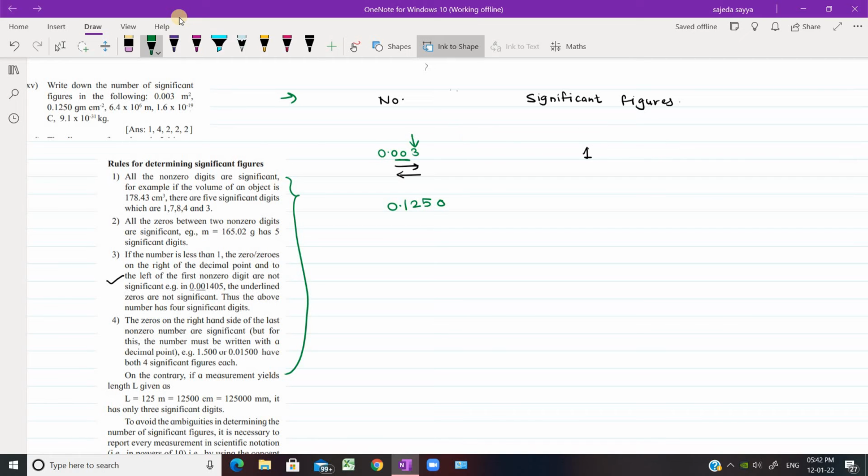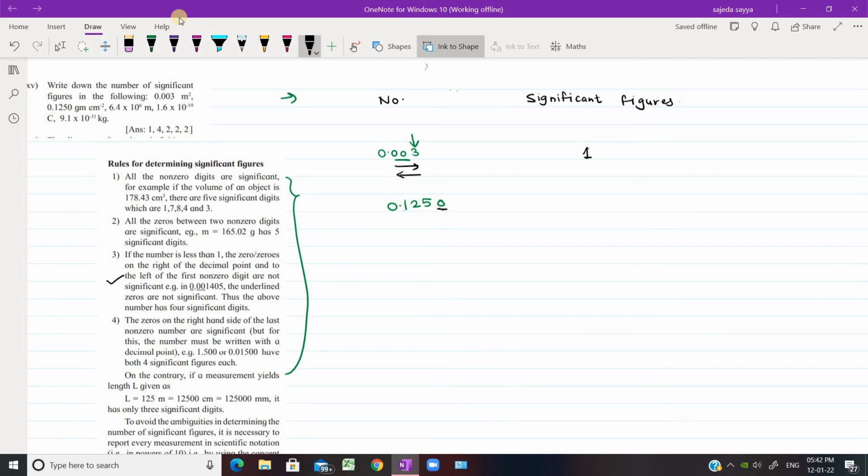In this case, if the number is less than 1, the zeros coming after the decimal point and after the non-zero digit are considered to be significant. Why are they considered to be significant?